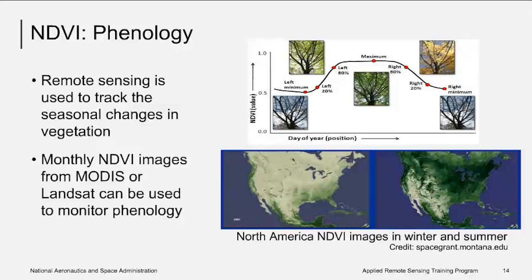in low NDVI values. When spring arrives, the vegetation greens up and NDVI increases until it peaks in the summer. Then, as vegetation senesces and loses its leaves, the NDVI declines again. The image below shows the difference in greenness in the winter versus the summer in North America.